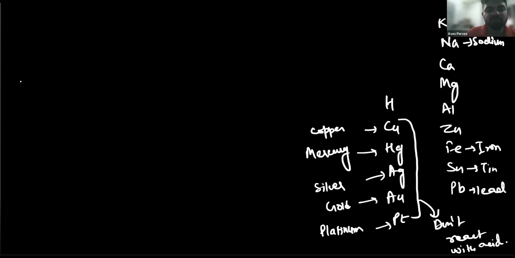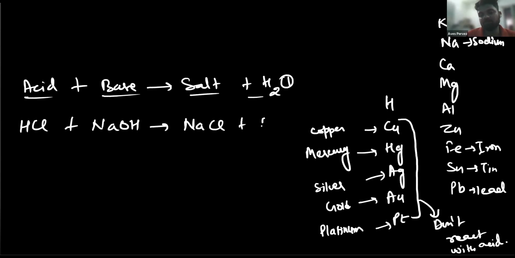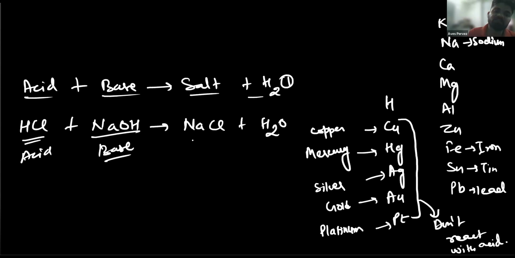Now moving to the next property of acids. We were just discussing the metals. Now, acids when they react with bases give you salt plus water. So this is the general equation. For example, if I have HCl reacting with NaOH, which is a base, it will give you NaCl plus water. So this is the acid, this is the base, and when they react, this is salt and this one is water.